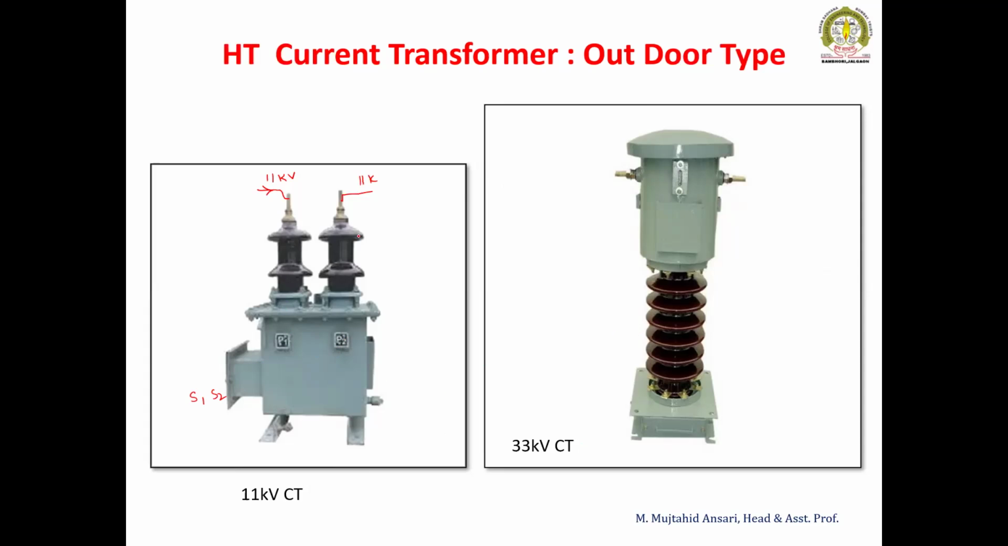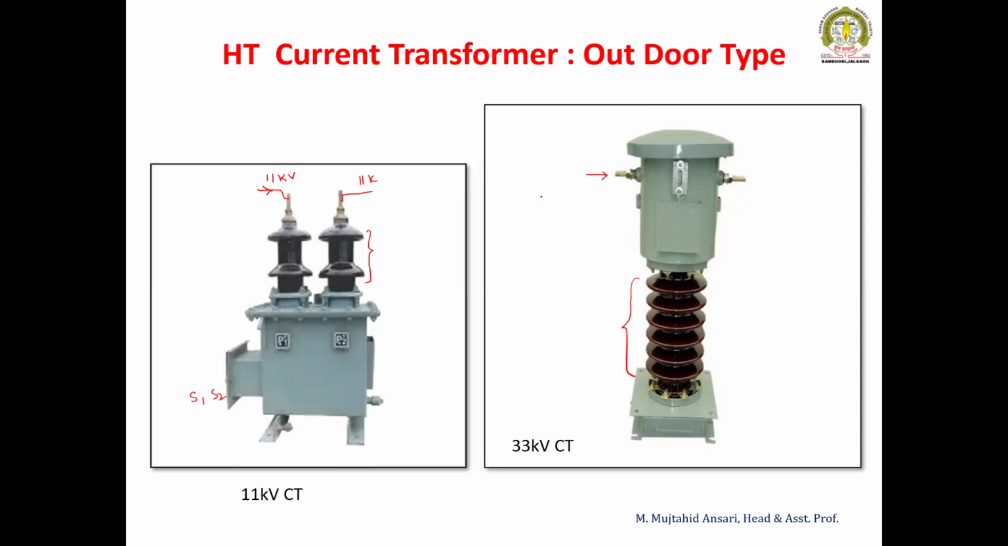The difference is that there is an insulator. Here the insulator length is small, which is sufficient for the 11 kV, whereas for the 33 kV, the insulation or the insulator from the metallic structure and high voltage side should be high. Therefore, we can see here, this is the outdoor type CT, and it consists of an insulator with the higher length.